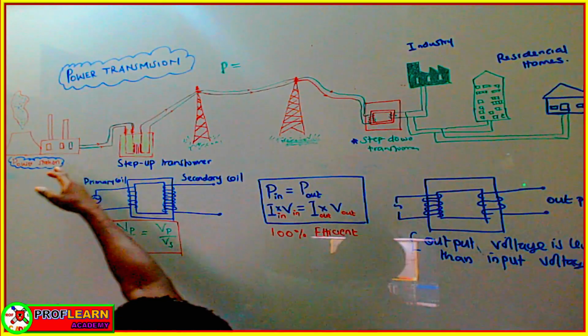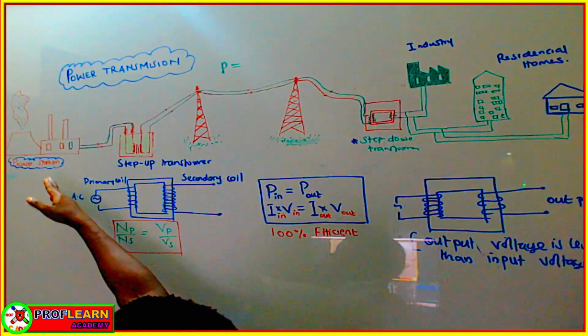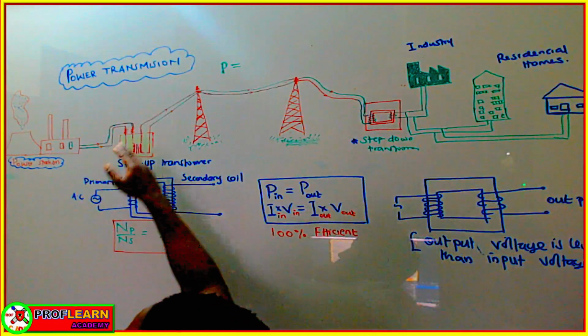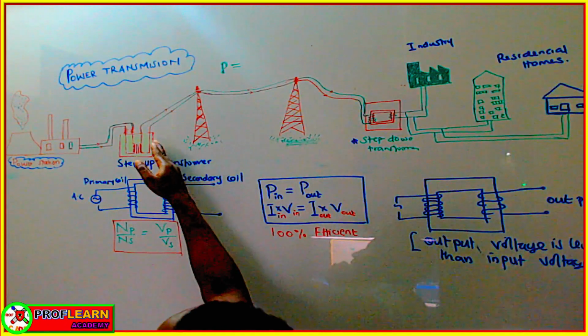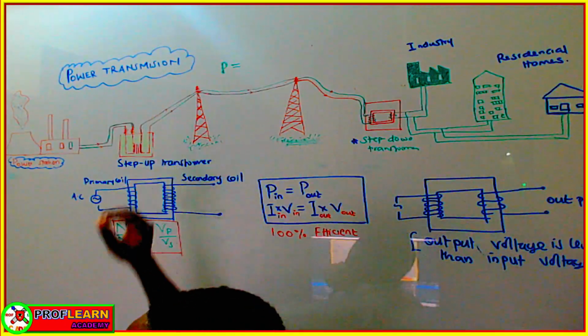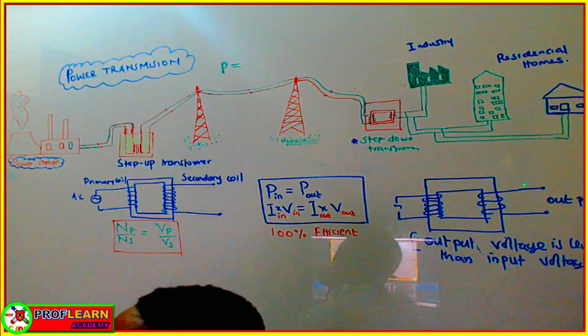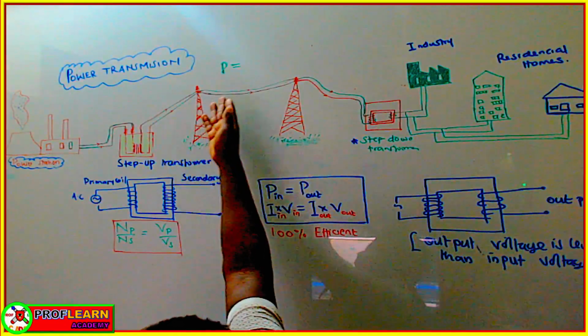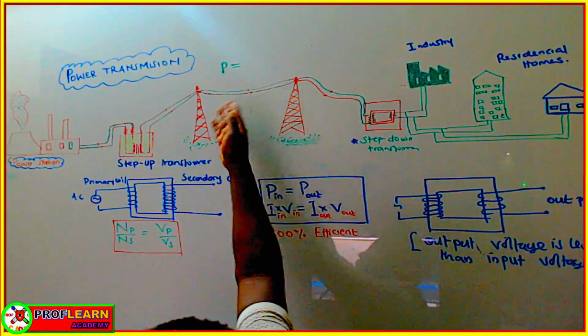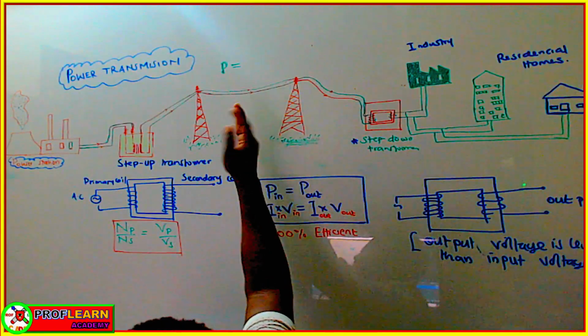So what happens after the power has been transmitted from the power station? It will be stepped up so that this power can be transmitted at high voltage. Remember, when power is transmitted at high voltage, it is going to reduce power loss, as it's going to be transmitted through these conductors, cables and wires, which are good conductors.